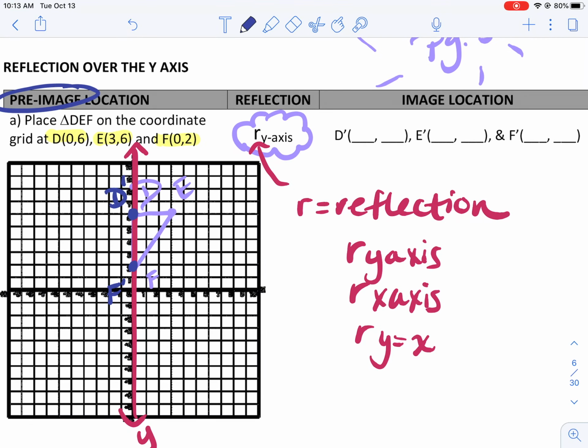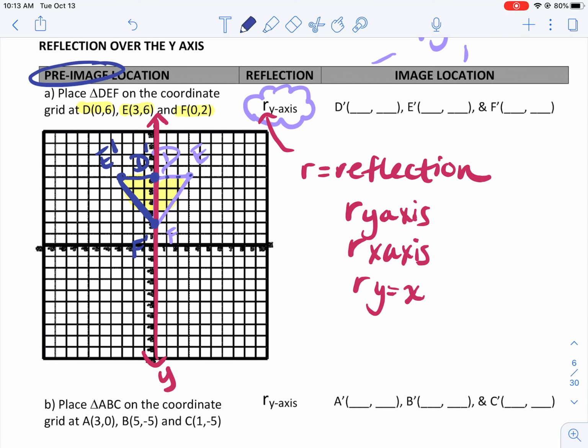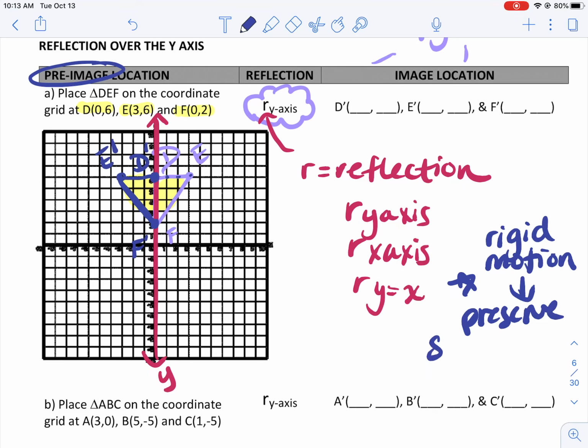To reflect E over, I'm going to count 1, 2, 3 over, 3 to the right, and I'm going to flip 1, 2, 3, and this is going to be E prime. So now my new triangle looks like this. Do these two shapes look like they're congruent? Yeah, because these are, the fancy word we learned is a rigid motion, which means we can do what, guys? Preserve the size and shape. So reflections are rigid motions.